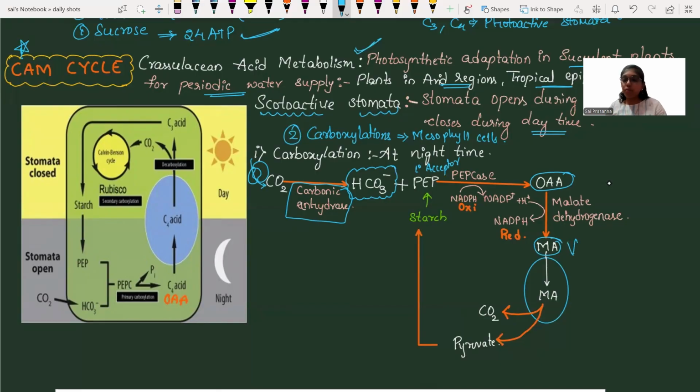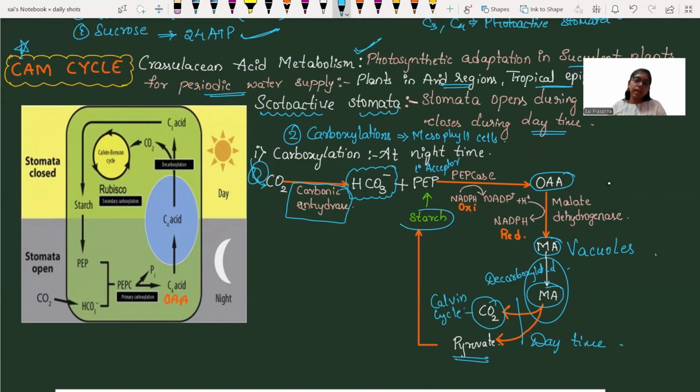Here it is coming to vacuoles. Here it is storing into vacuoles. Inside the vacuole, malic acid will be stored and at daytime, when carbon dioxide is being released, this malic acid is released outside and gets decarboxylated to carbon dioxide and pyruvate. This carbon dioxide will conduct the Calvin cycle and pyruvate will be stored as starch, and it releases PEP whenever it is again starting the cycle. Okay, I hope this process is clear to you.